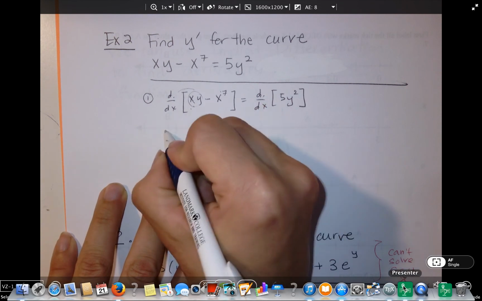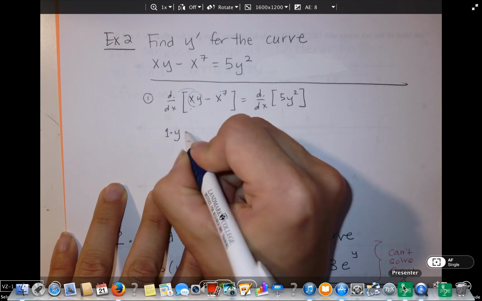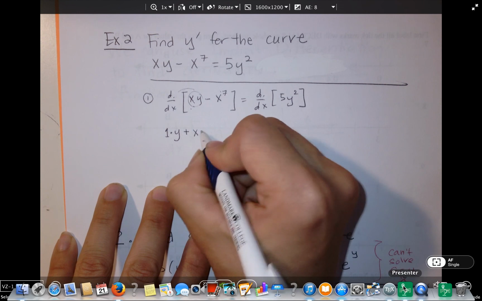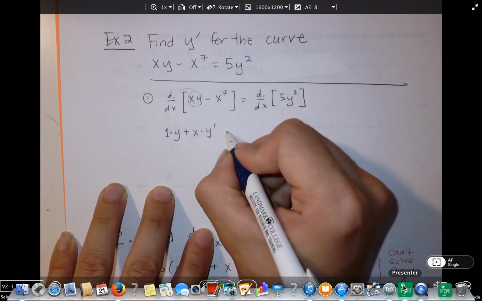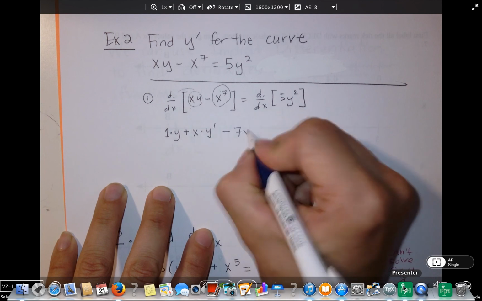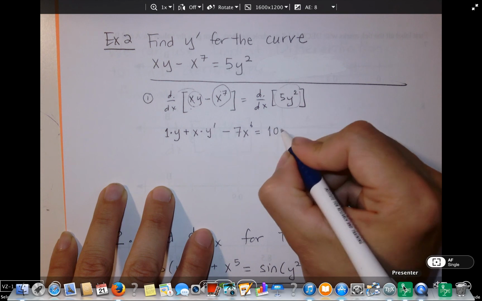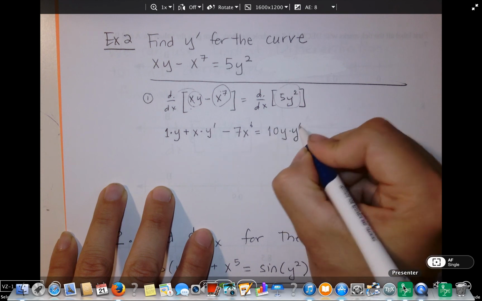So I have the derivative of x is 1, multiplied by y, plus x times the derivative of y, which is y prime. Now I'm going to take the derivative of x to the 7th. That's 7x to the 6th. And the derivative of 5y squared is 10y times y prime.